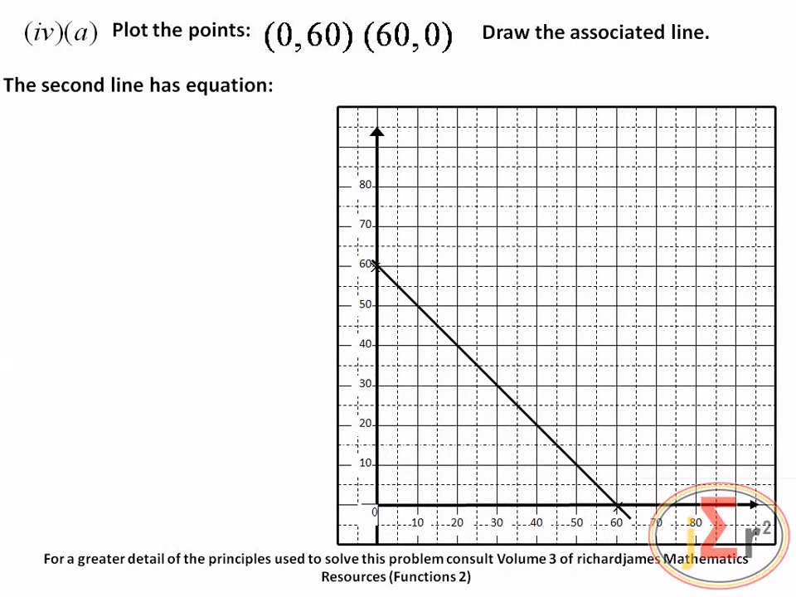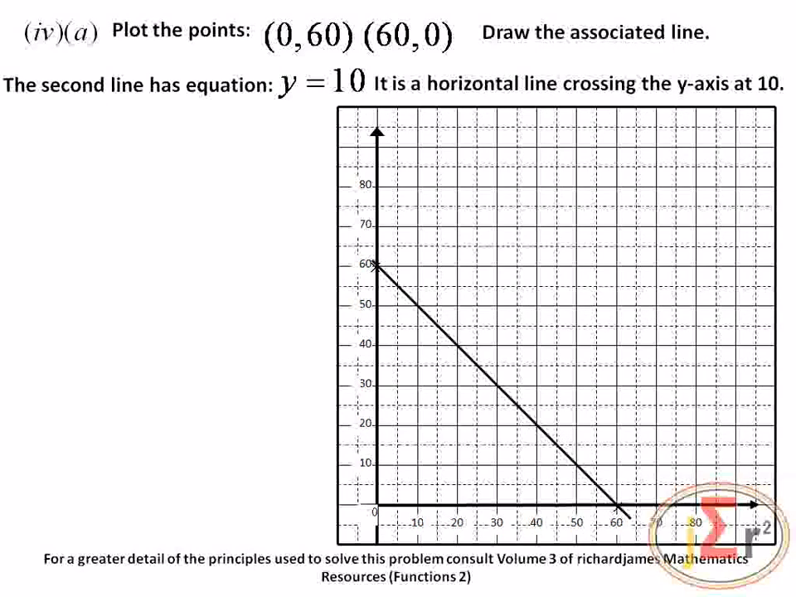The second line has equation y is equal to 10. And of course, if we consult functions part 1 of Richard James Mathematics Resources, functions 1, we have straight line graphs right there. And of course, if y is equal to a constant, that line will be parallel to the x-axis. That one will be a horizontal line that crosses or touches the y-axis at 10. So that one is a horizontal line that crosses the y-axis at 10. We may say it touches the y-axis at 10 also.